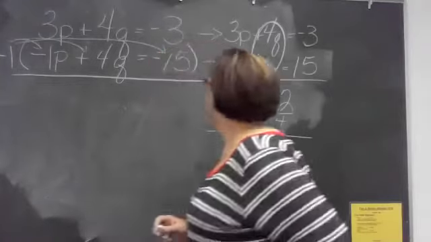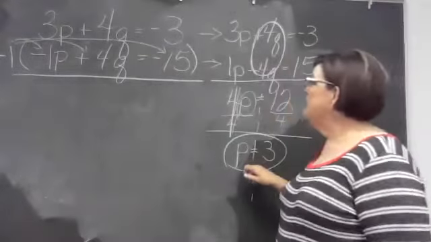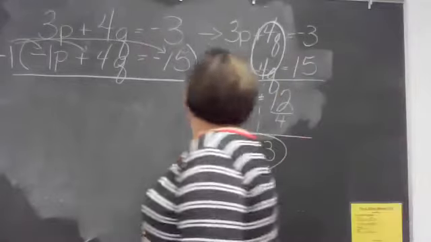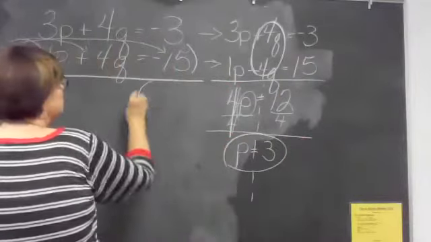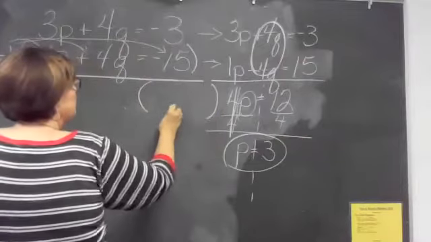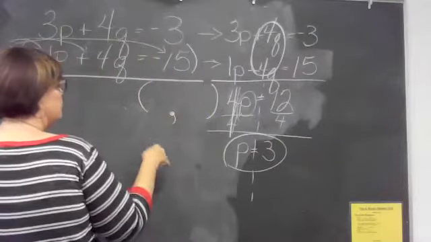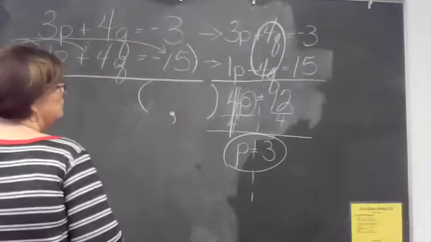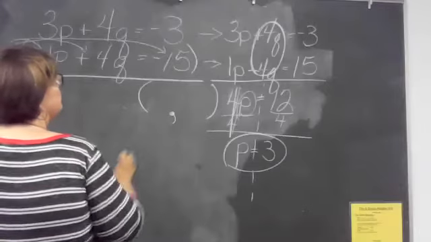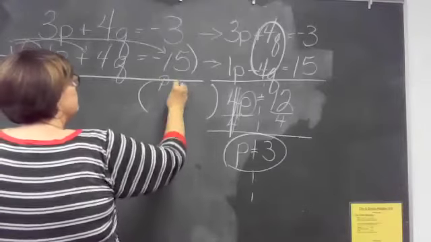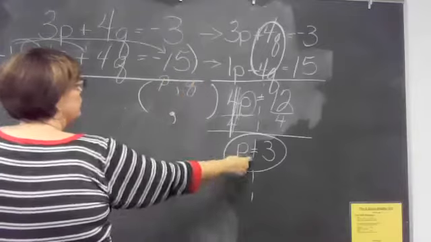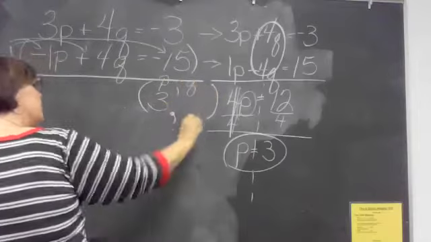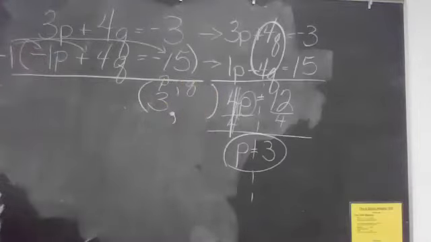All right, we found out that the value of P in this system is 3, but remember, the solution of a system is 2 coordinates that equal 1 point. Now we're dealing with P's and Q's instead of X's and Y's, so you have to put them in alphabetical order. P will come first, and then the Q. We know P is 3, which leaves us to solve for Q.